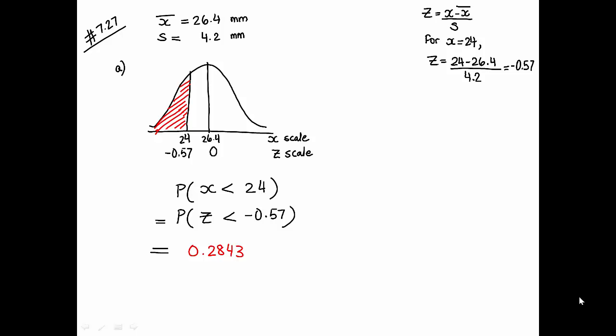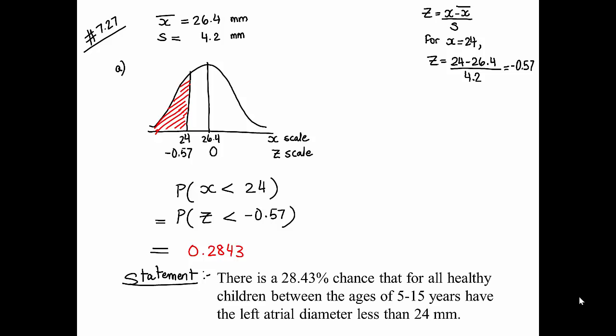Your work is not yet done till you write a final statement. For wording the statement, here is how you are going to write it down. I would say there is a 28.43% chance that for all healthy children between the ages of 5 and 15 years, they have the left atrial diameter less than 24 millimeters.